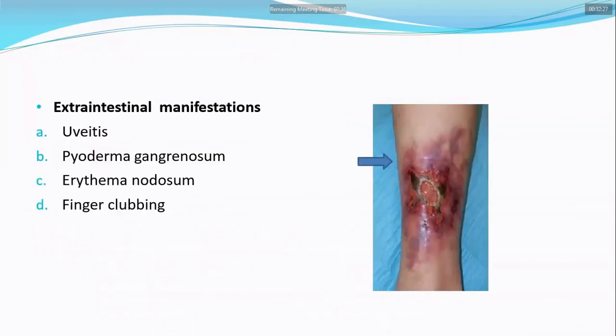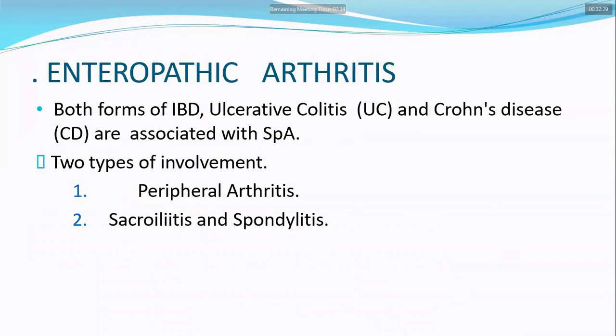So these are the basic few important seronegative arthritis. Does anybody want to ask some question? If you didn't get any topic or any part, I think you can message. Did everyone get all the slides?